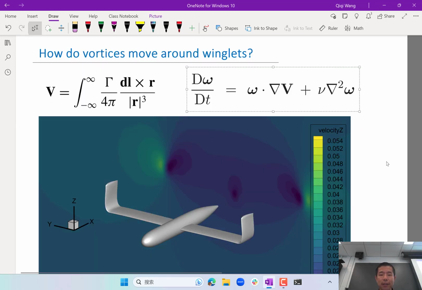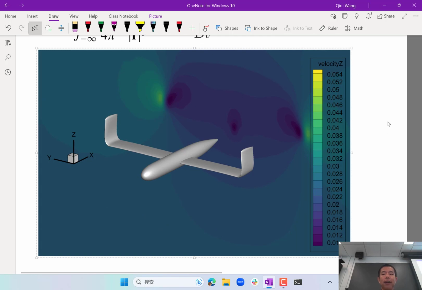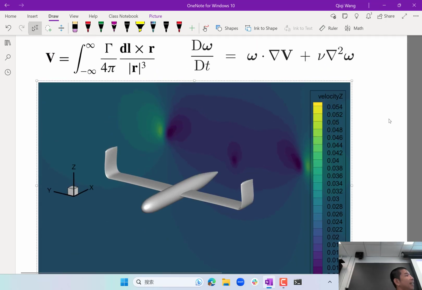Now, one of the consequences you can see is how the vortices move around an airplane with winglets. So now we have additional bound vortices, not only on the wing, but also on the winglet. Which direction does the winglet induce the flow? Outward, right? So there are multiple ways to understand the benefits of having winglets.